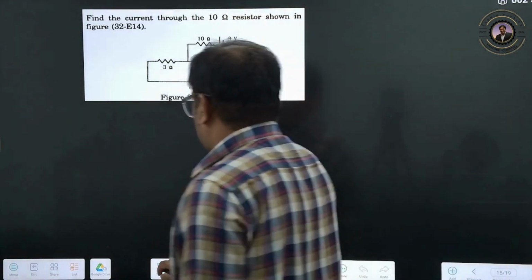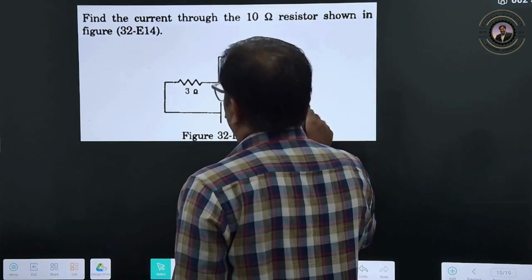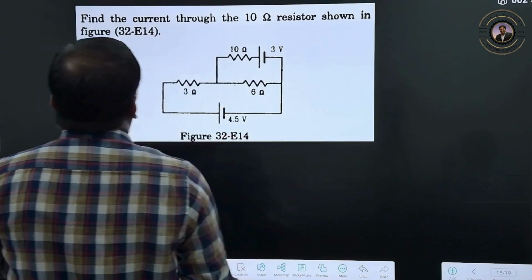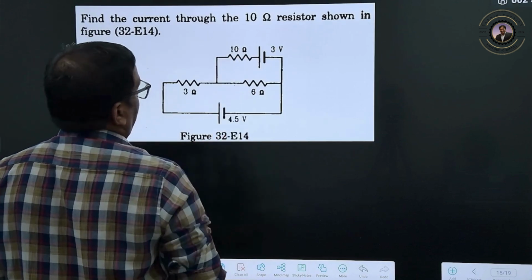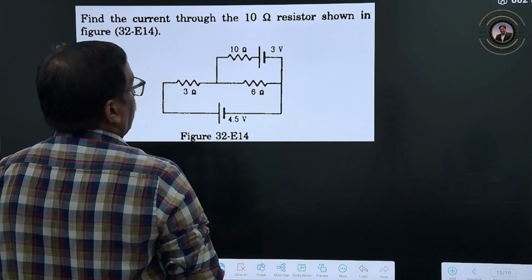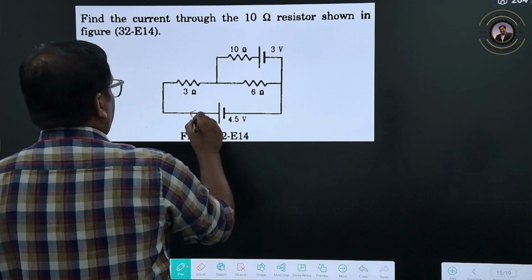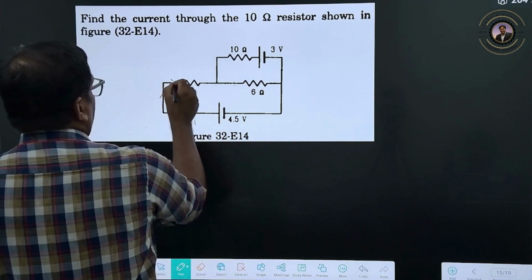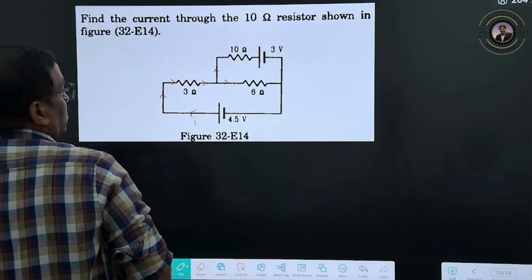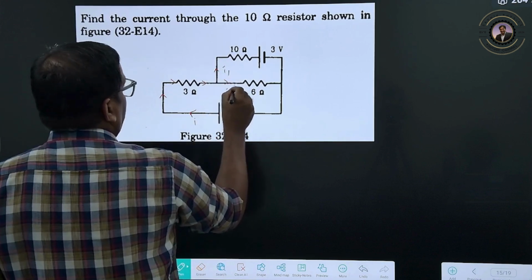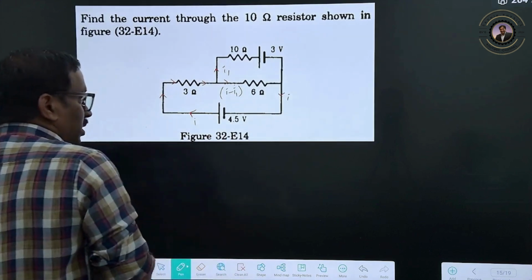So now let us see this one question. He is asking, find the current across the 10 ohms resistor. Therefore we want to calculate the current across this 10 ohms. Clear? So here what I will do, I will just simplify. Current I will be flowing here. Through this one, splitting here, suppose this is I1, I minus I1.